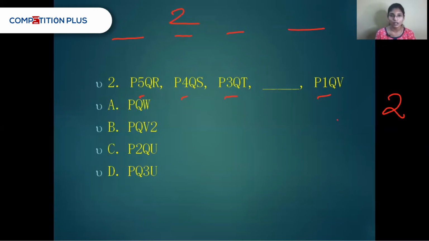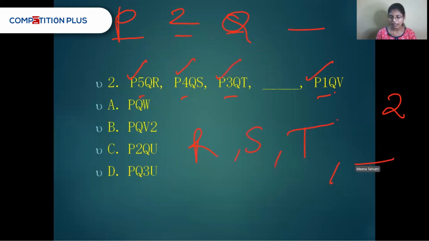Find out the logic for the letters. The first letter in the first term is P. The second term's first letter is P. The first letter in the third term is also P, and the first letter in the last term is also P. So following that, the first letter in the missing term is also P. Next, the third letter of all the terms is Q, no changes. Only the last letter of each term changes, like R, S, T, dash, and V. That is, the missing letter would be U. Got it? So your correct answer is P2QU. That is nothing but your option C.